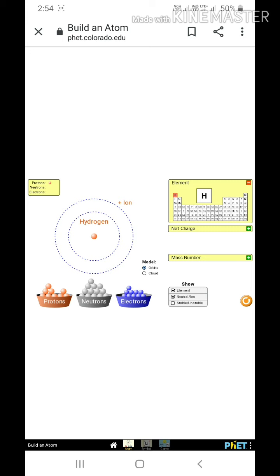Now for the stability, it is stable also. Now one electron I will put. So now it became a neutral hydrogen atom. Now let us add one proton, it became helium, but it is unstable. Now one more electron is added to it, but it is stable.